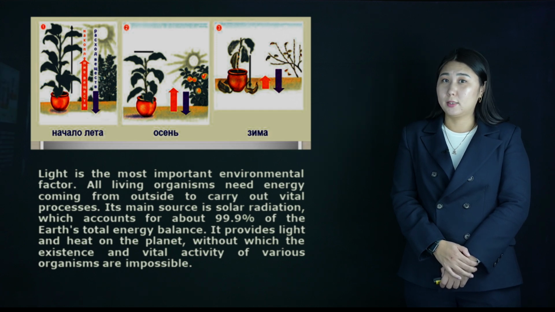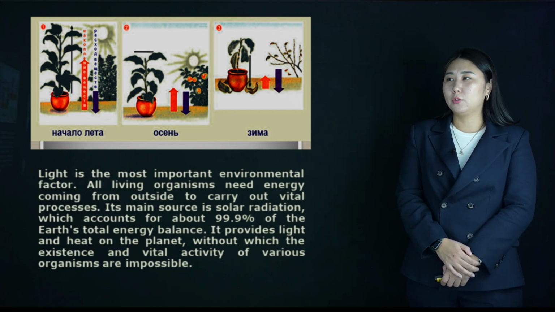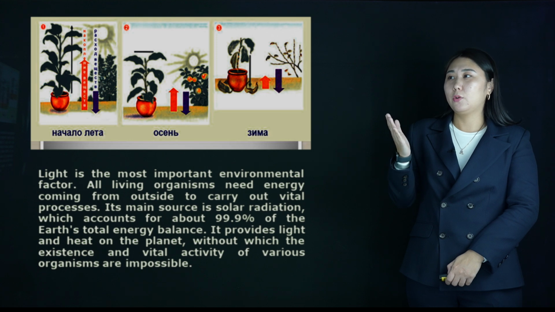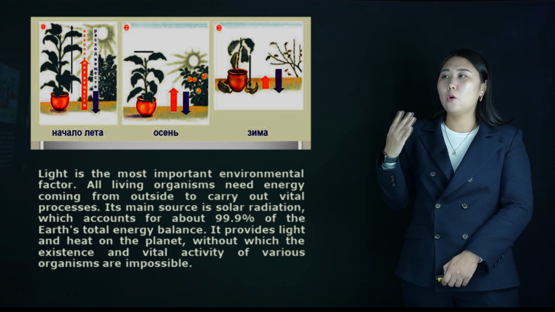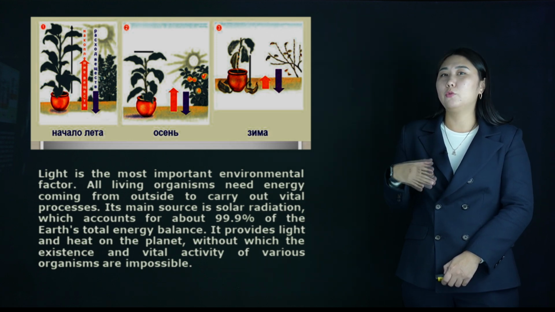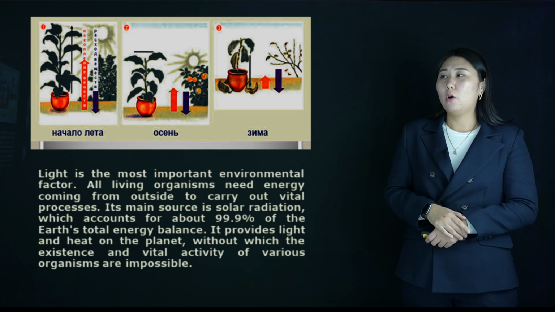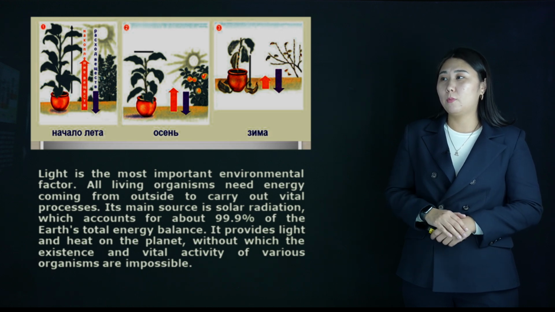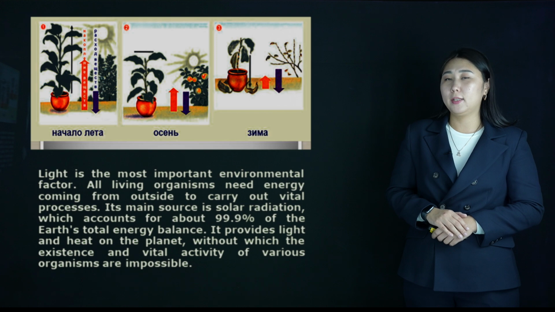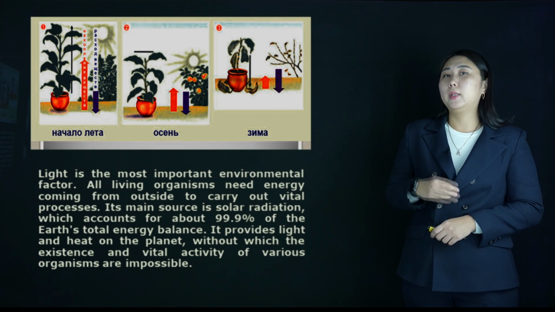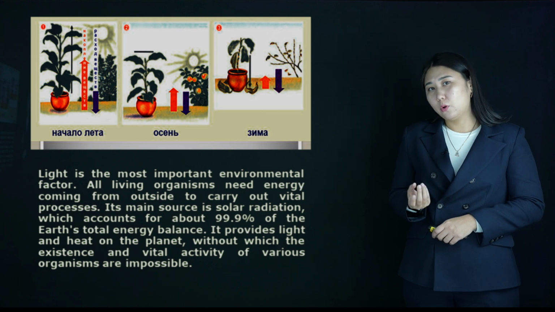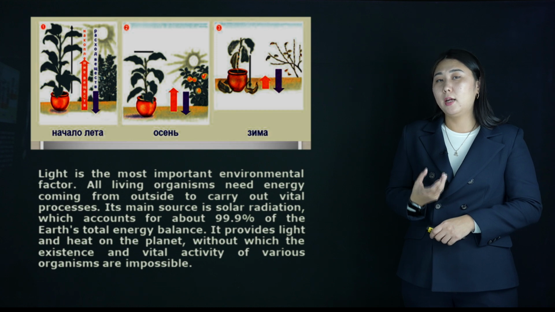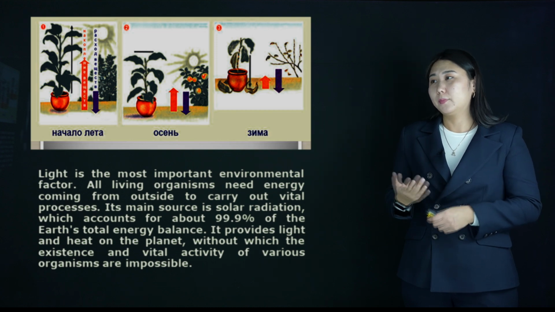What is light? Light is the most important environmental factor. If you look at this picture, you can see how light influences plants. All living organisms need energy coming from outside to carry out vital processes. Plants are among the living organisms which need energy from the sun.